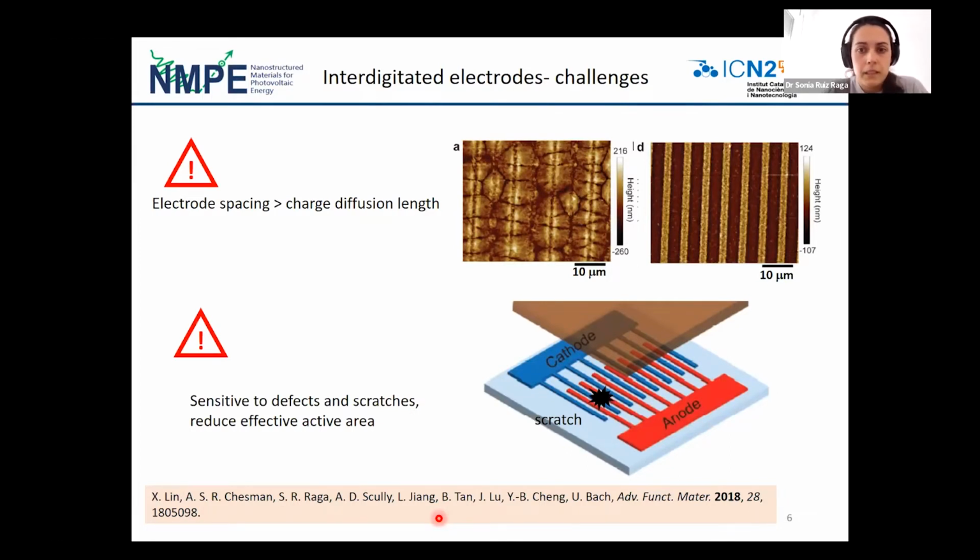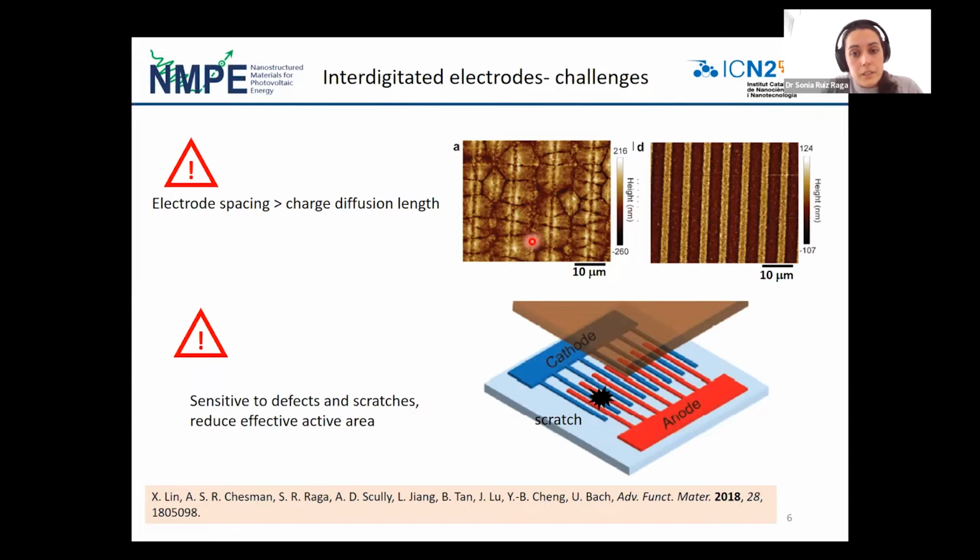But there are some challenges with this configuration. Some of the drawbacks are mainly caused by the electrode spacing, which is given by the resolution limit of the photolithography method. We have an electrode spacing of about 6 microns, while the diffusion length in a single crystal perovskite is in the micron range. Therefore, our device is very sensitive to the grain size of the polycrystalline thin films.